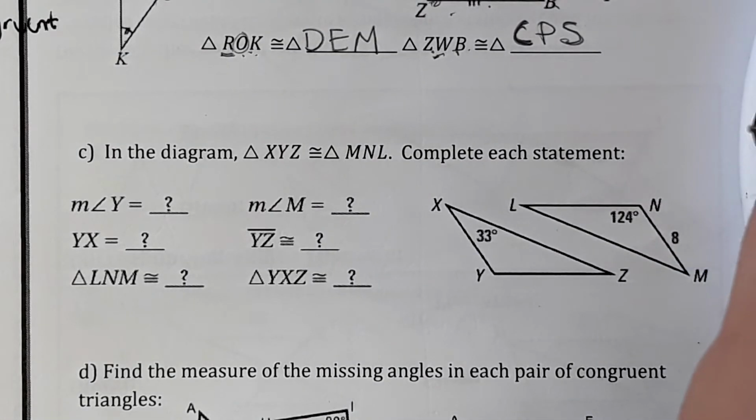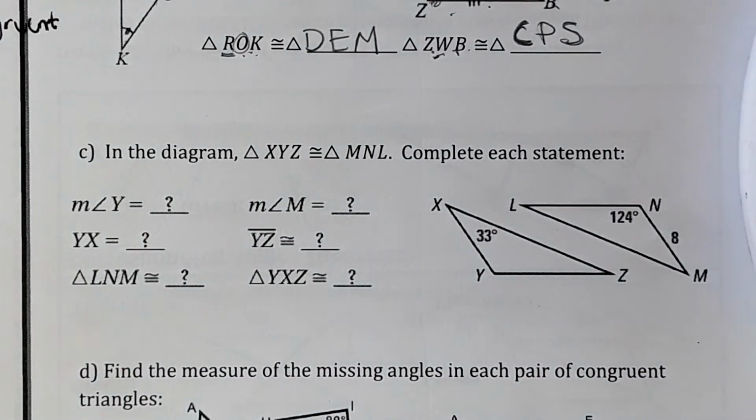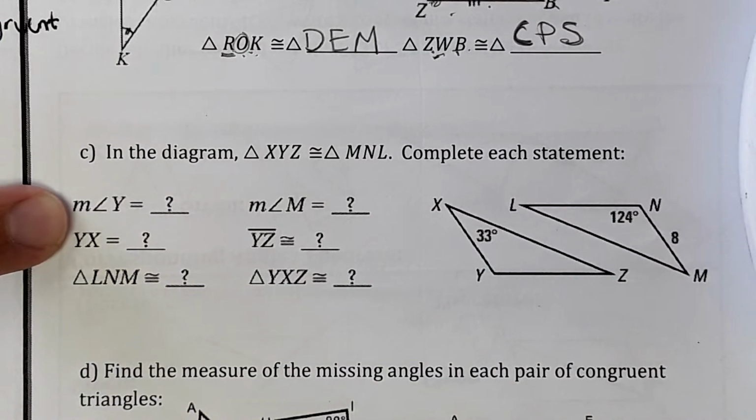Next. In the diagram, triangle XYZ is congruent to triangle MNL. Okay, cool. Complete each statement.